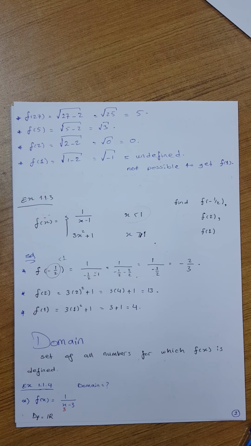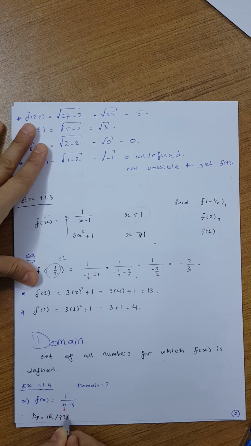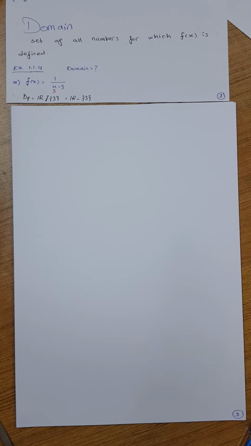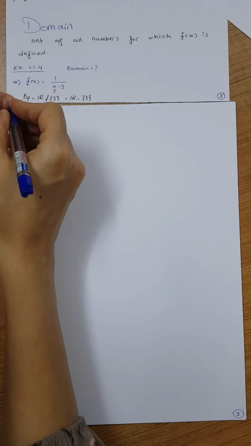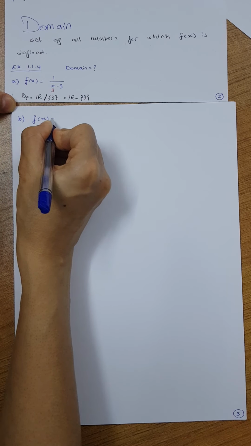That means I can input every number into that function, except which number? Except 3. That one means except. Or you can write it as R minus 3. That means I can put every number except 3. Why can I not put 3 into that function? Because 3 makes the denominator equal to 0, and 0 is undefined when we are talking about the denominators of functions.